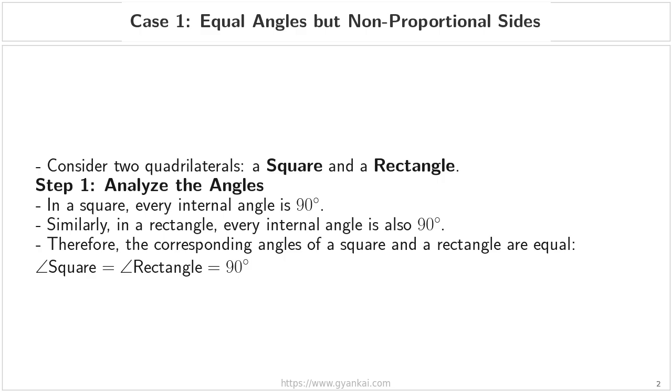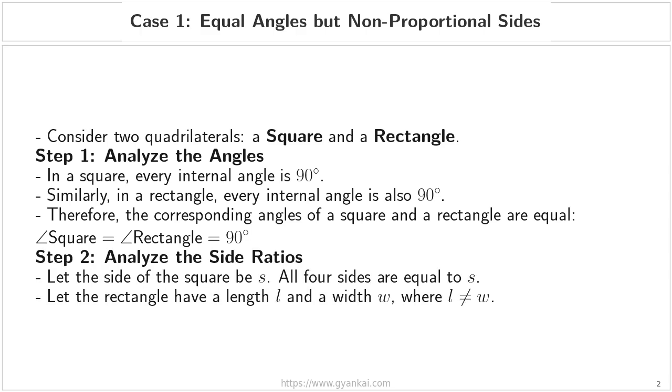So, if we compare them, we can see that the angle of the square equals the angle of the rectangle, which is 90 degrees. Based on angles alone, you might be tempted to say they are similar, right? But we aren't done yet. This brings us to step 2, where we analyze the side ratios. Let's assign some variables. Let's say the side of our square is represented by the letter S. Since it's a square, all 4 of its sides are equal to S. Now, let's look at our rectangle.